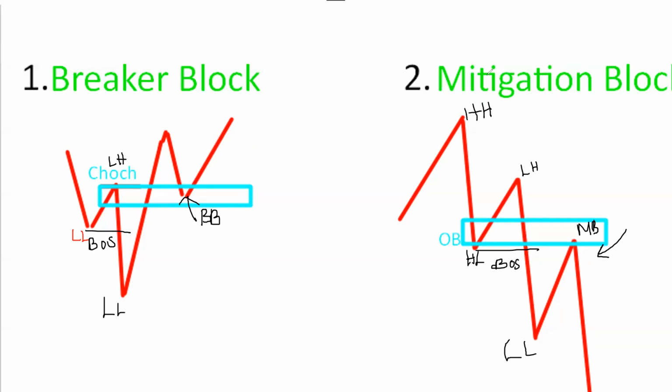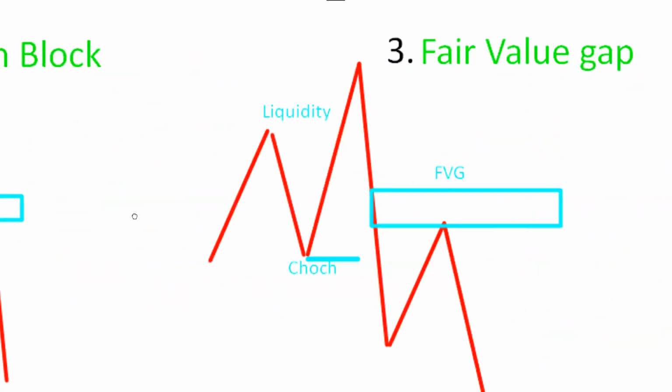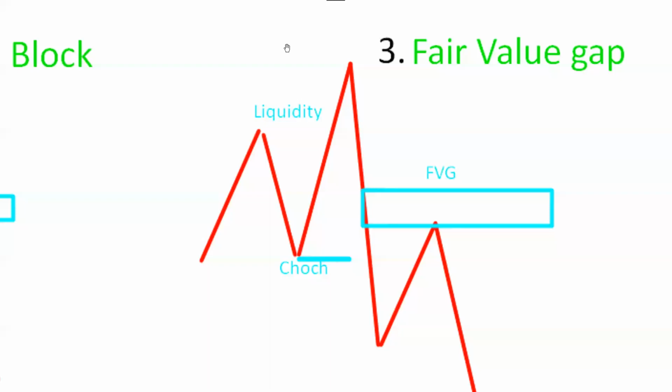Next comes the fair value gap, which everyone already knows. We have a higher high, and the most recent higher low is broken, which is nothing but a CHoCH that has happened. Then we get a higher low. If that higher low touches this particular imbalance area, which is nothing but inefficiency in the candle, this level we can call our fair value gap entry level.